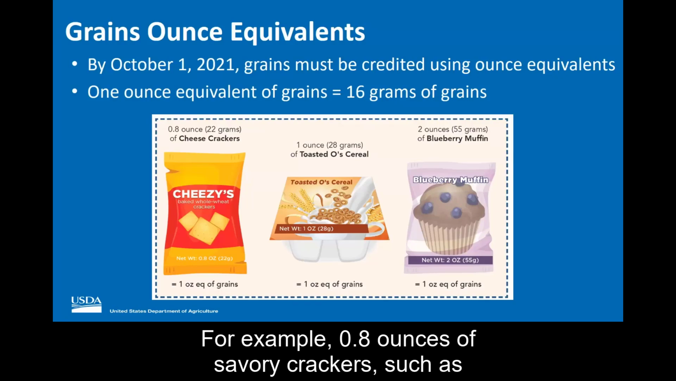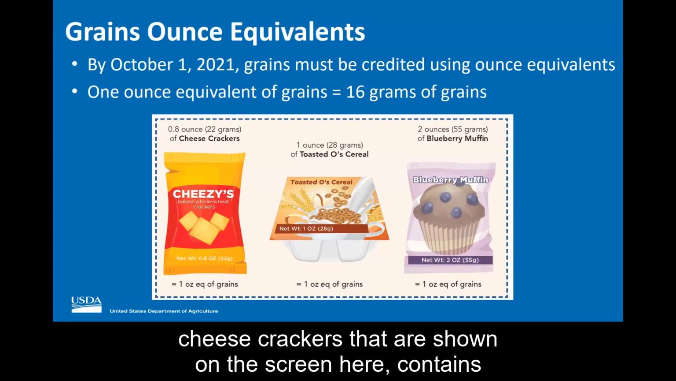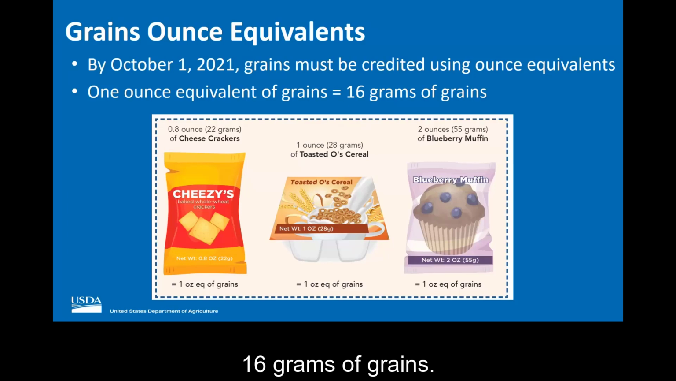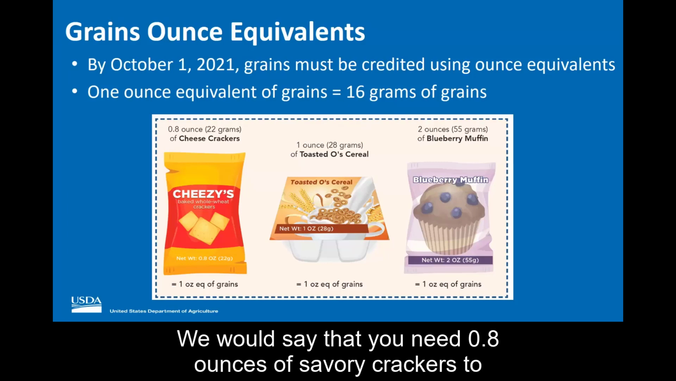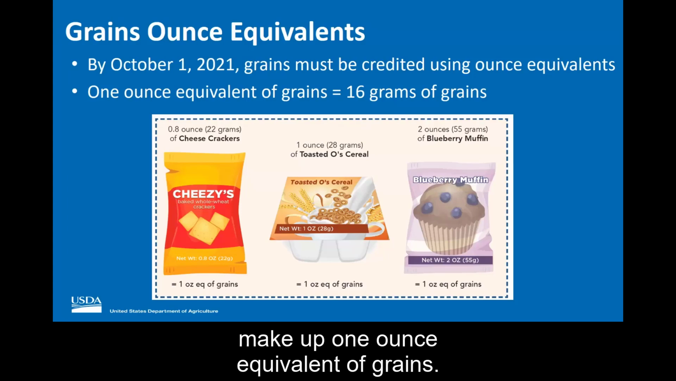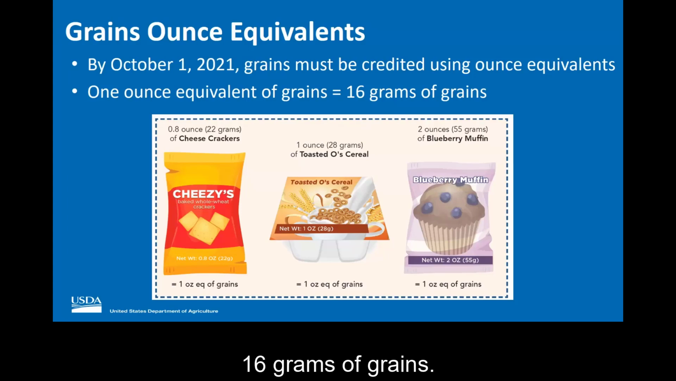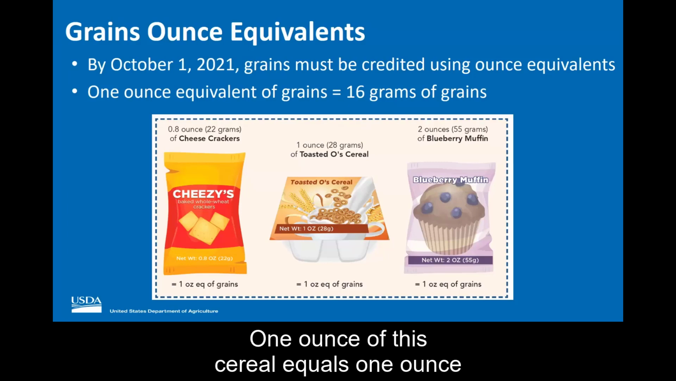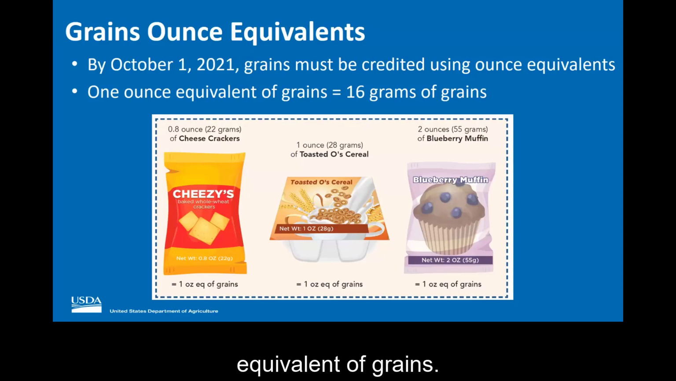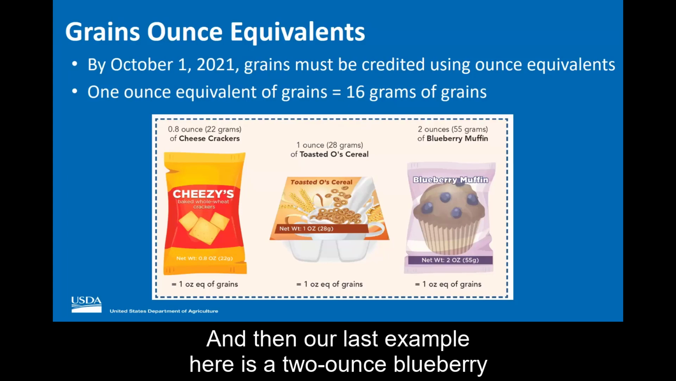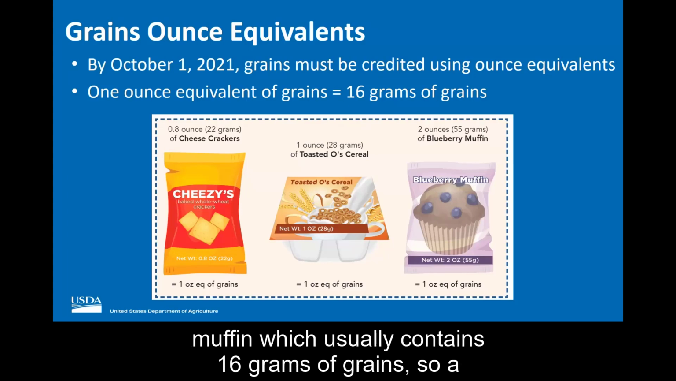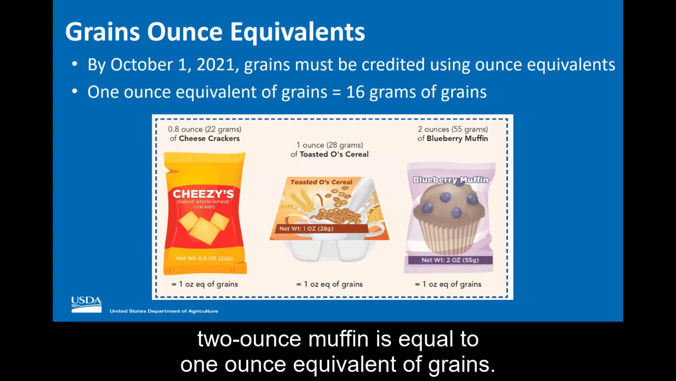For example, 0.8 ounces of savory crackers, such as the cheese crackers shown on the screen here, contain 16 grams of grains. So we would say that you need 0.8 ounces of savory crackers to make up 1 ounce equivalent of grains. For another example, 1 ounce of toasted O's cereal contains 16 grams of grains, so 1 ounce of this cereal equals 1 ounce equivalent of grains. And our last example here is a 2-ounce blueberry muffin, which usually contains 16 grams of grains. So a 2-ounce muffin is equal to 1 ounce equivalent of grains.